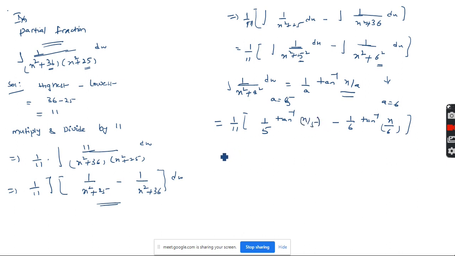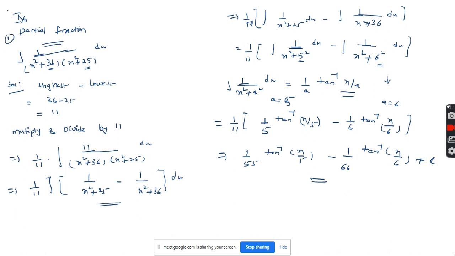Finally, multiplying, we get 1/55 into tan inverse x/5 minus, that is 11 into 6, 66, tan inverse of x/6. After integration we add the constant c. So this is one of the important models in partial fractions.